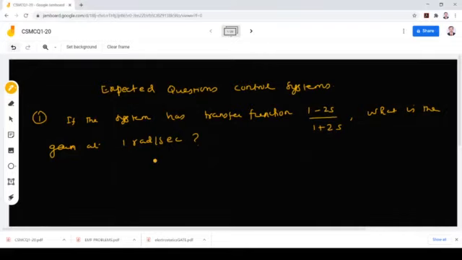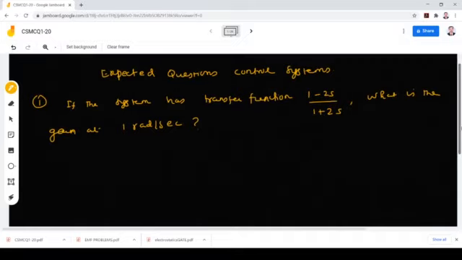Hi friends, in this video we solve some questions which can be expected in the TRB exam from control system. The first question is, if the system has a transfer function of (1 minus 2s) divided by (1 plus 2s), what is the gain at 1 radian per second?